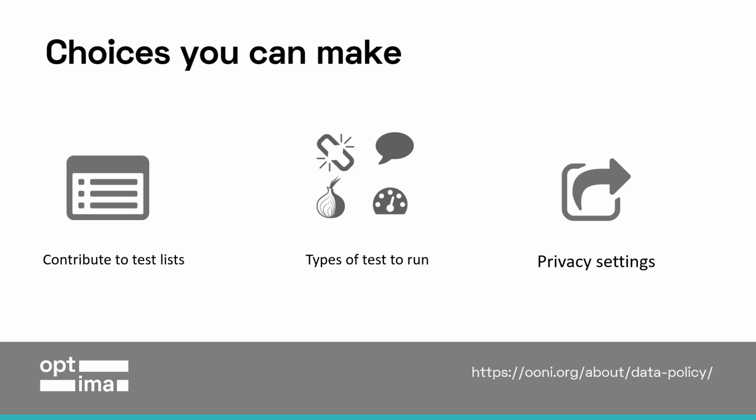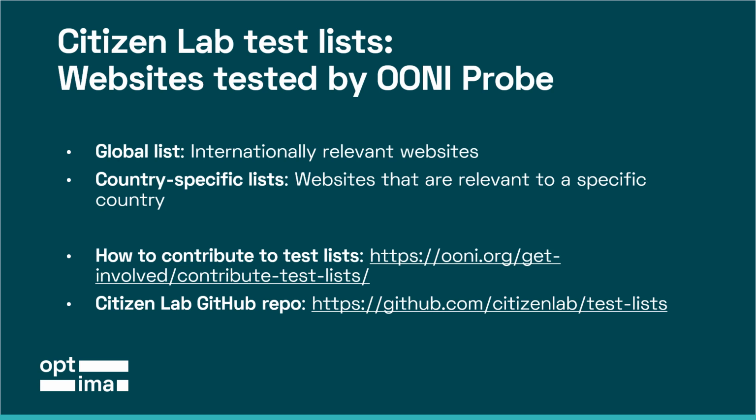And then finally, on this note, you actually can influence and determine what it is that you're testing. So the default is that when you run the UniProbe websites test, the question is, which websites are you even testing? The websites that you would be testing are the ones included in what we call the test lists, the Citizen Lab test lists. These are hosted by the Citizen Lab, which is a research group at the University of Toronto, and these lists are openly available on GitHub, and you can access them through the links provided in the slide.